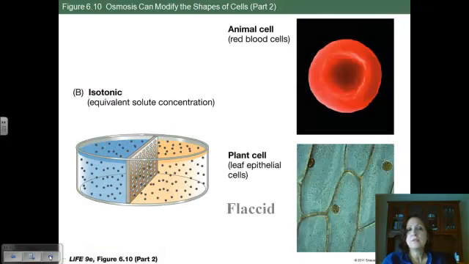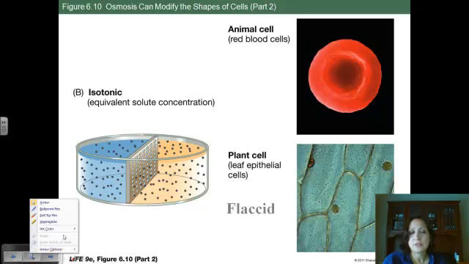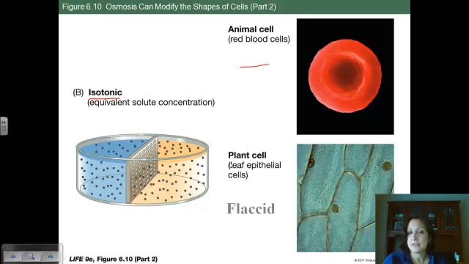Okay, the next type of environment would just be an equal concentration across space, and so we call that an isotonic environment. And in this case, animal cells are very happy. This is where animal cells like to be, in an isotonic environment. But plant cells do not function as well. So plant cells would actually go limp or flaccid, or think of wilting in that kind of scenario. But here we have an equal distribution across space.